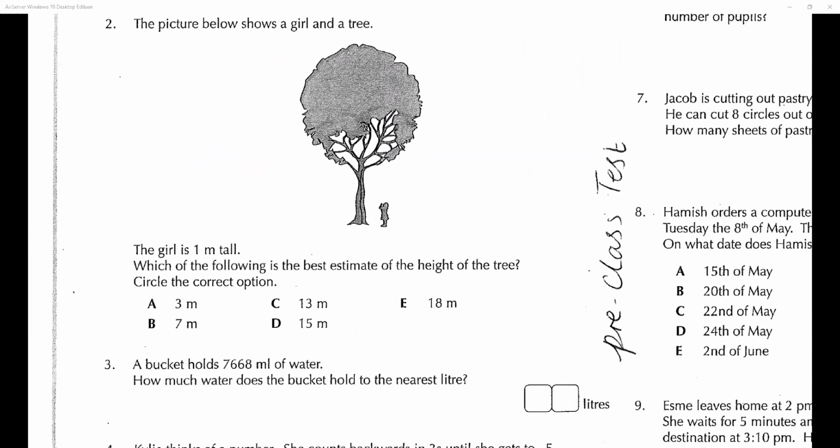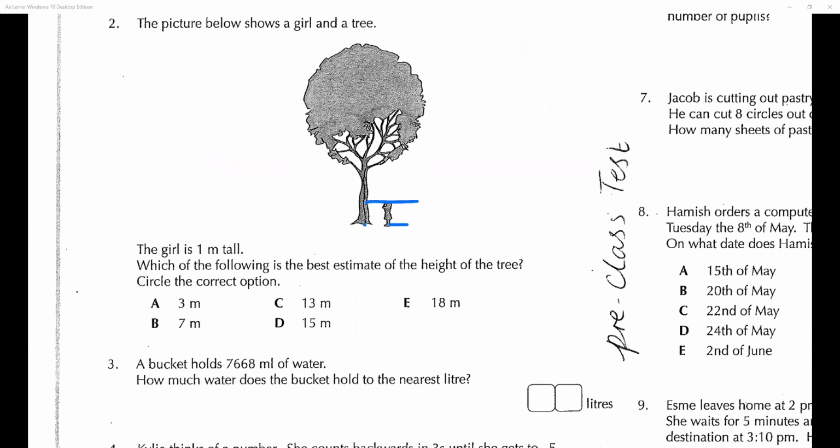Okay. Question number 2. Thank you for that. Aisha, please, your turn. Question number 2. The picture below shows a girl on a tree. The girl is 1 meter tall. Which of the following is the best estimate of the height of the tree?